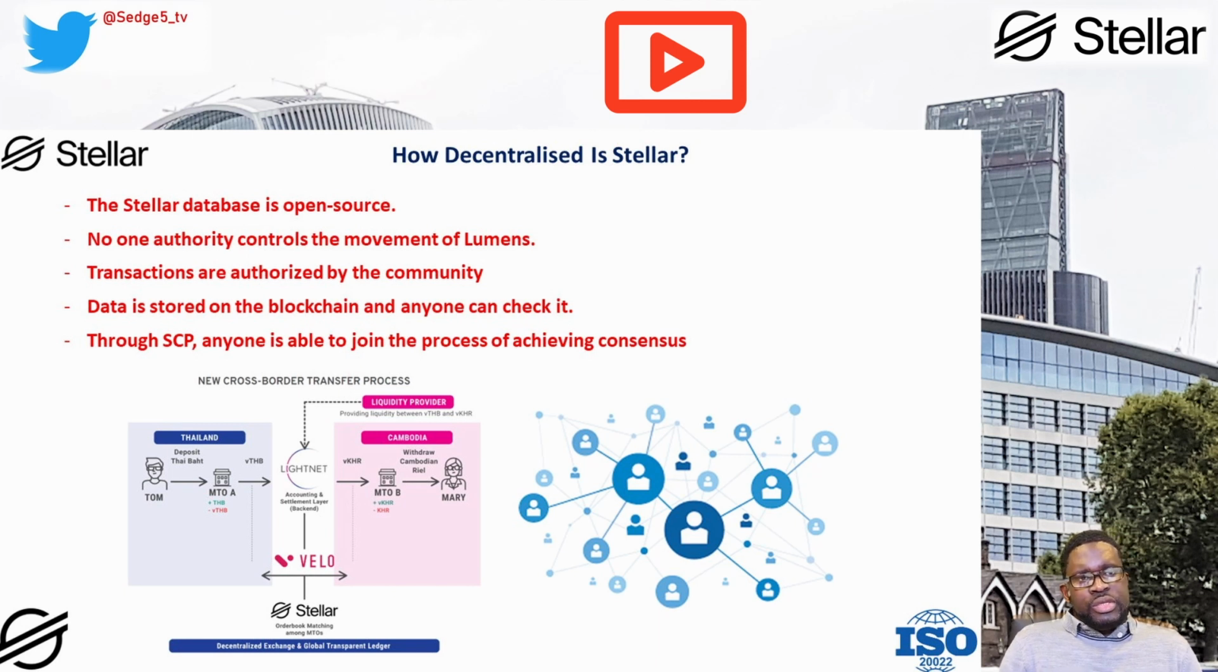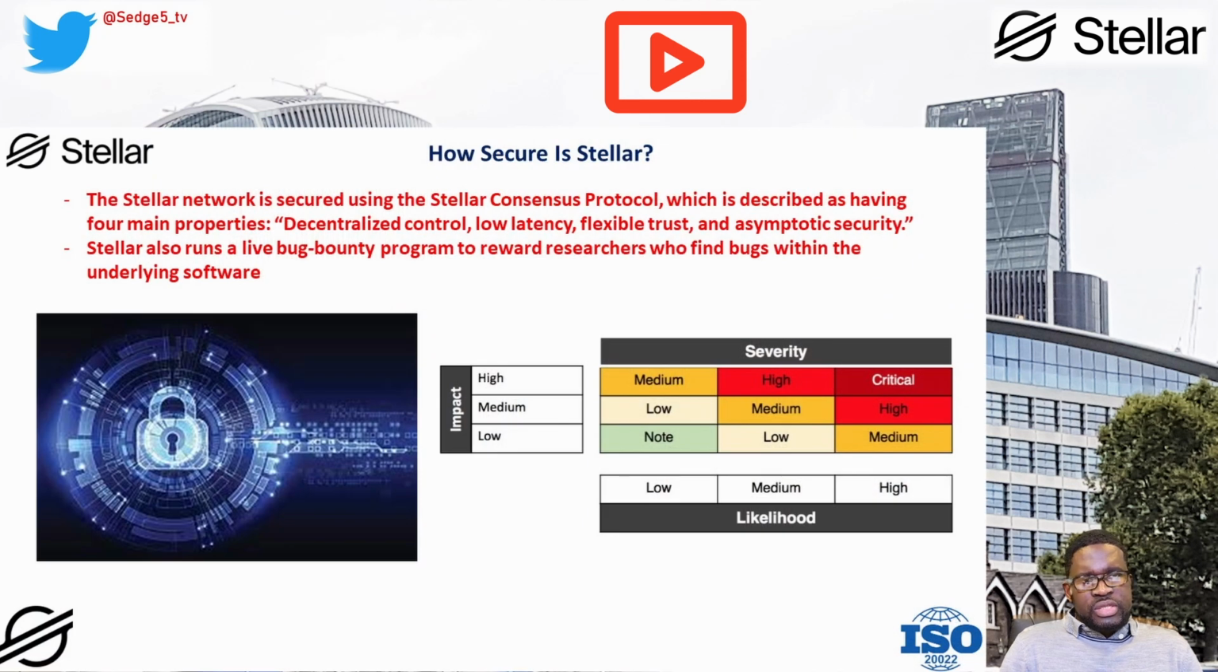When it comes to security, the Stellar network is secured using the Stellar Consensus Protocol, which is described as having four main properties, that is decentralized control, low latency, flexible trust, and asymptotic security. Through the Stellar Consensus Protocol, anyone is able to join the process of achieving consensus, and no single entity can end up with the majority of decision-making power. Stellar also runs a live bug bounty program to reward researchers who find bugs within the underlying software, with the amount of rewards on offer linked to risks associated with any findings.